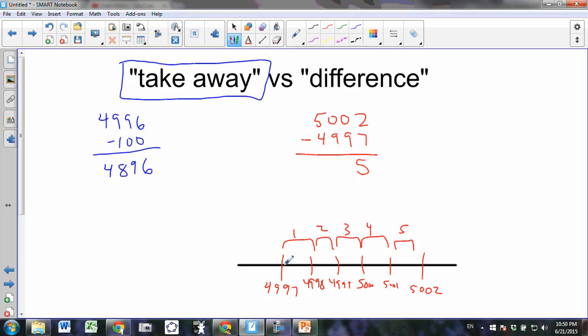Because 5 is how different 4,997 is from 5,002. So there are in fact some subtraction problems where the difference perspective makes the subtraction much easier. Notice if we had taken the traditional approach on that, we would have had to do a whole bunch of borrowing, and it's really not necessary if you just think about the difference perspective.